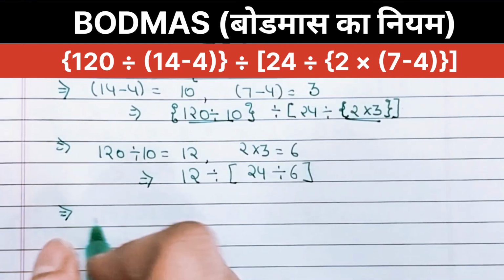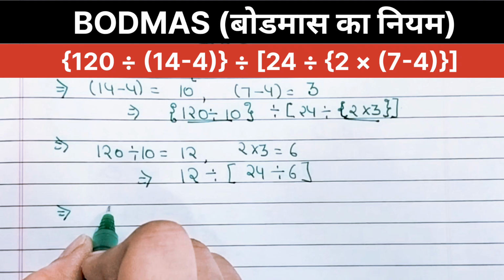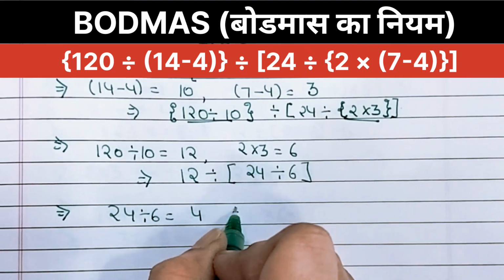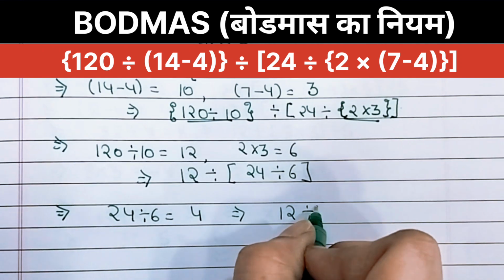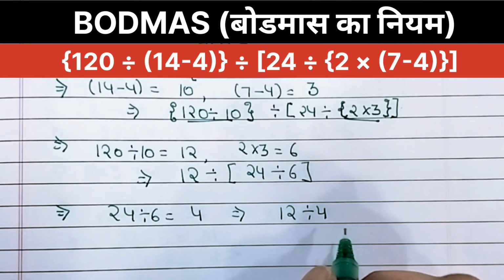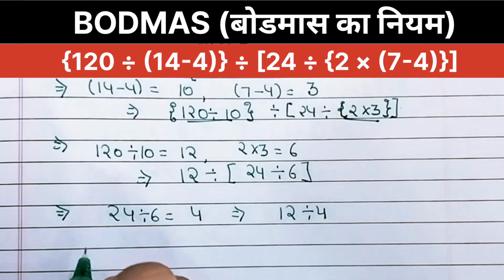Now move to the third step, solve the square bracket. So 24 divided by 6 equals 4. And according to this, the current expression becomes 12 divided by 4. Step 3 says we resolve the final grouping symbols to leave only the primary operations.